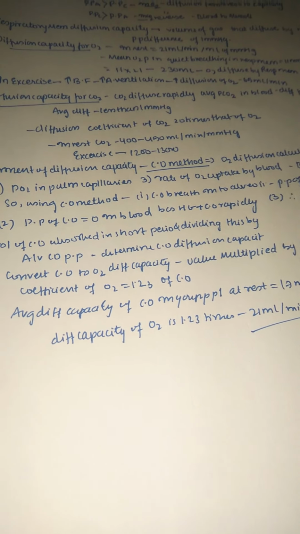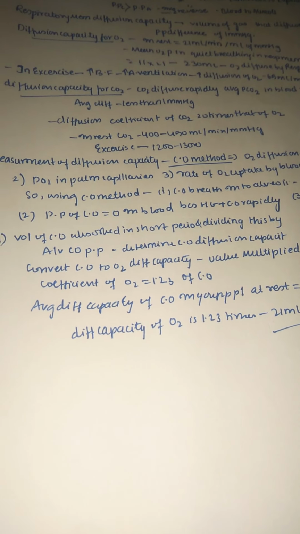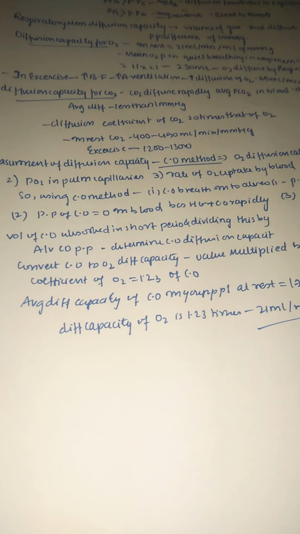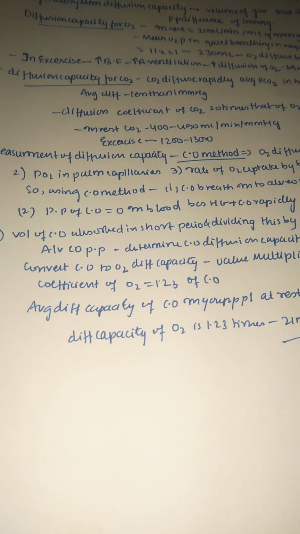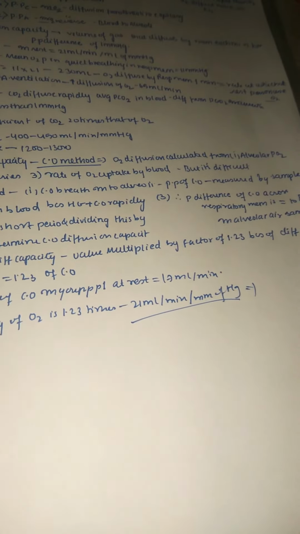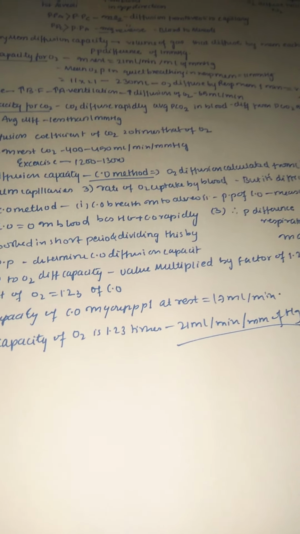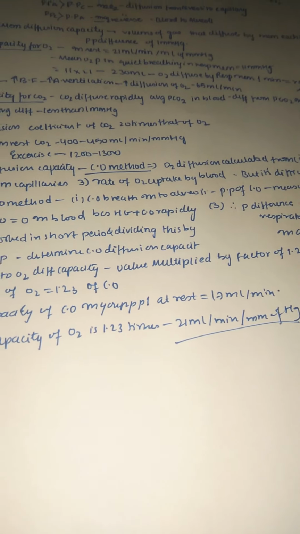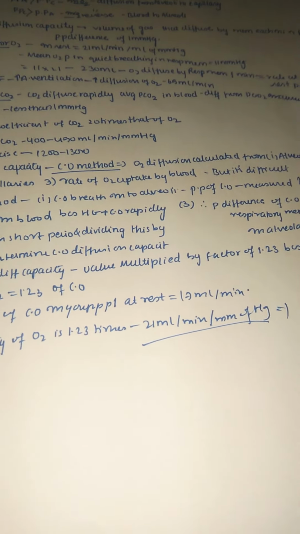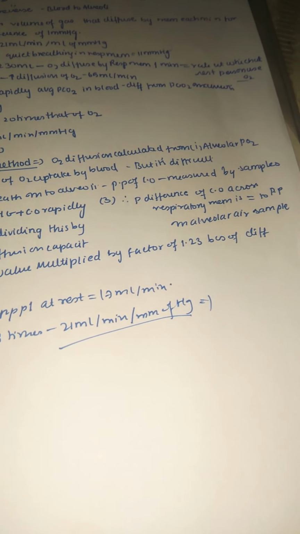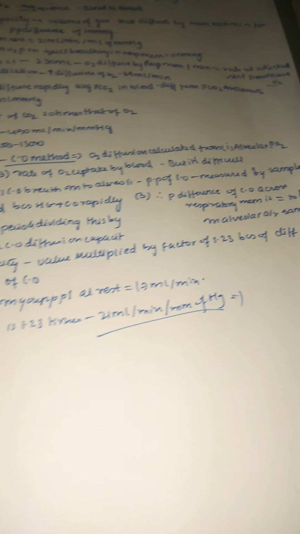So it's like a double method. Here we can find out the diffusion capacity of carbon monoxide, and at the same time, by some conversions, we can easily find out the oxygen diffusion capacity. So let us start with this. By using this carbon monoxide method, first we ask the person to breathe in the carbon monoxide. By breathing in, the carbon monoxide directly enters the alveoli. The partial pressure of carbon monoxide, which is taken by samples, we will measure.